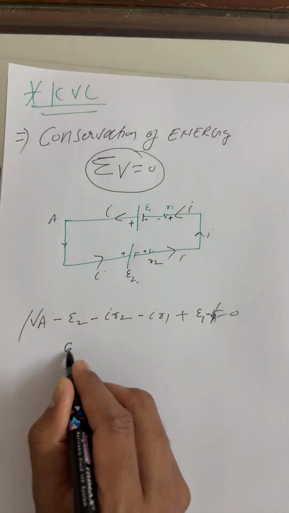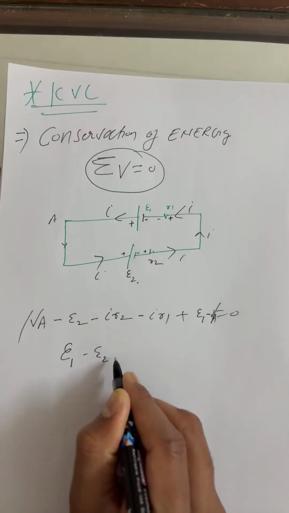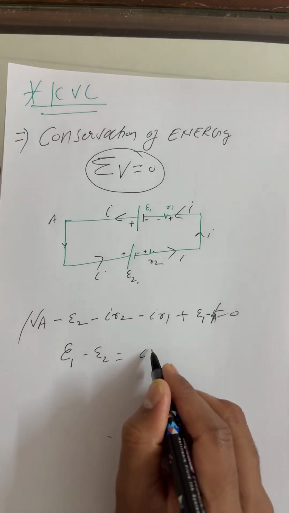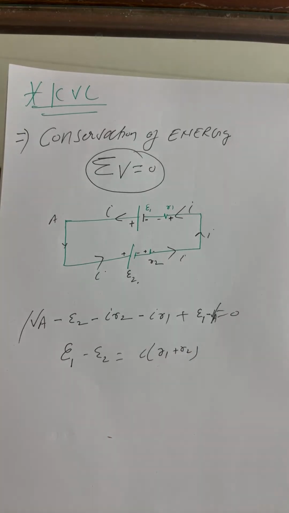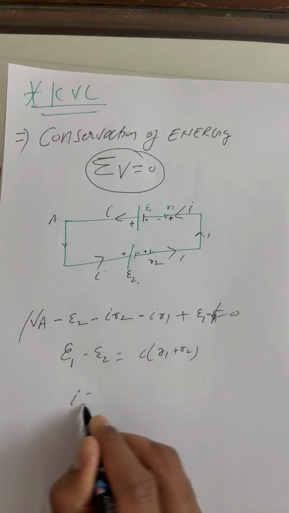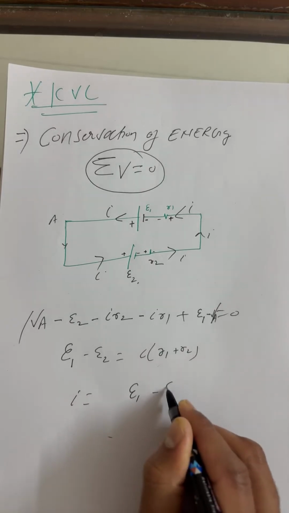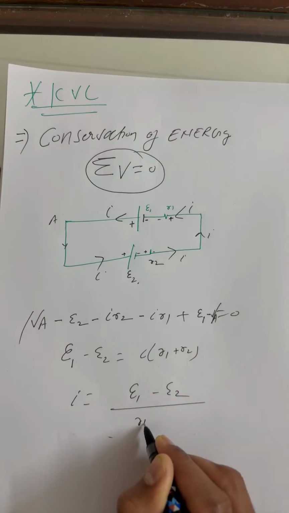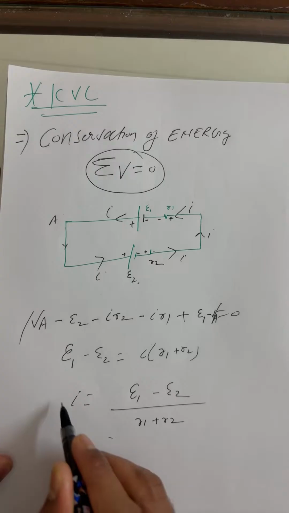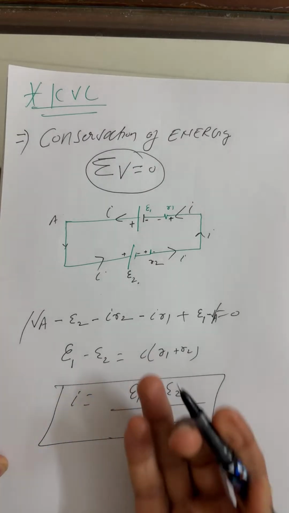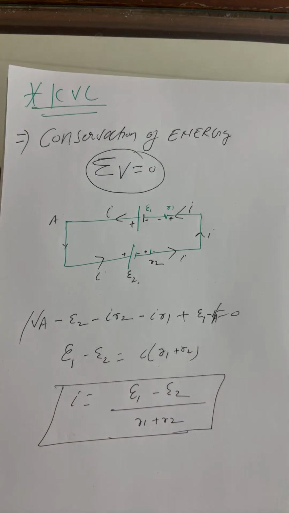So finally you can write E1 minus E2 equals I into R1 plus R2. Simple. So finally you can write the current expression over here: I equals E1 minus E2 upon R1 plus R2. They can ask anything, maybe the potential difference on individual resistors or the circuit as well. So this is about KVL.